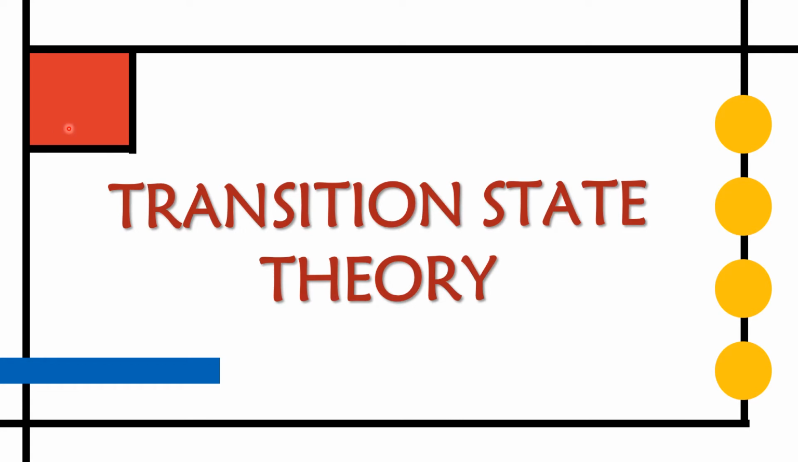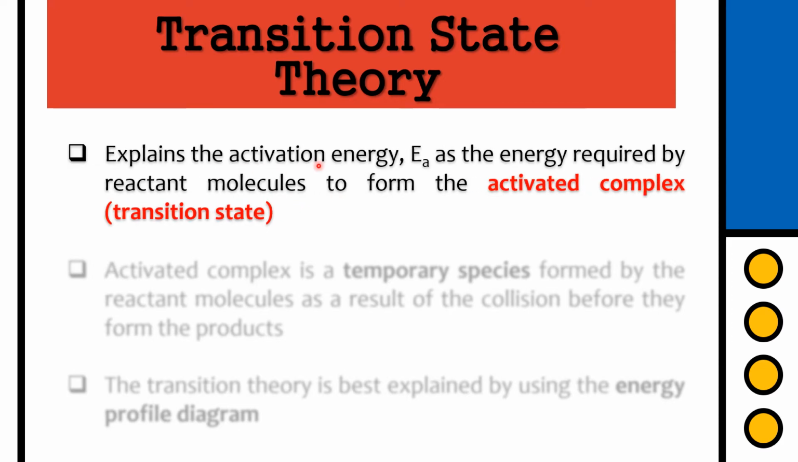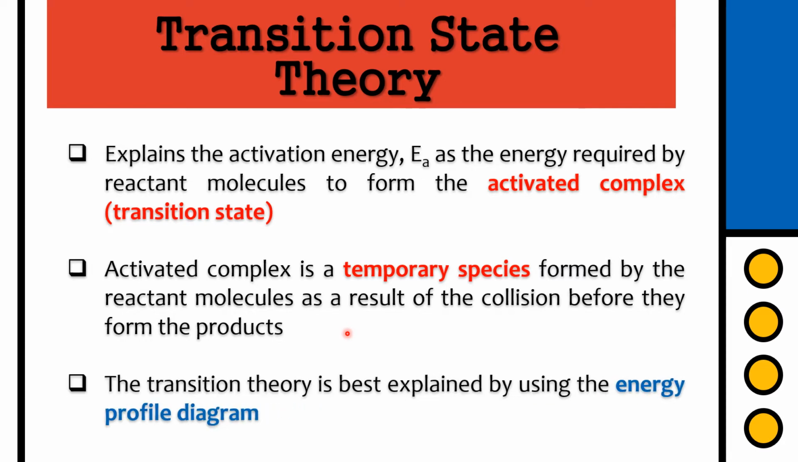Now let's move on to the next part of this subtopic, which is transition state theory. What is transition state theory? This theory explains the activation energy as the energy required by reactant molecules to form the activated complex, which is the transition state. The activated complex is a temporary species formed by the reactant molecules as a result of the collision before they form products, and the transition state theory is best explained using the energy profile diagram.